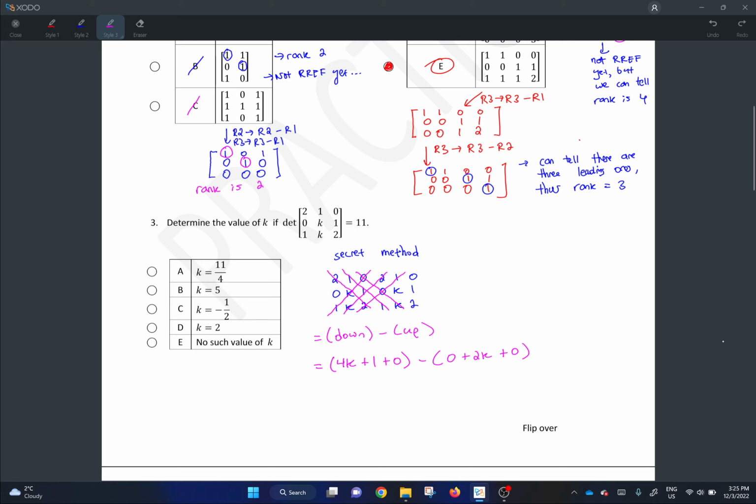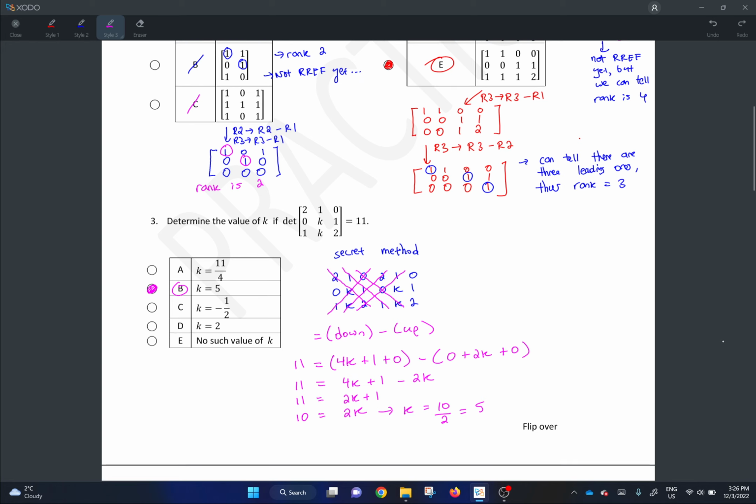And we don't want that to be equal to 0. We want that to equal 11. Because the question says find the value of k that causes the determinant to be 11. So 11 is equal to 4k plus 1 minus 2k. We don't need all those brackets. 11 is equal to 4k minus 2k is 2k plus 1. We can subtract 1 from both sides. So 10 is equal to 2k, and that means k is equal to 10 over 2, which is 5. Option B. All right.